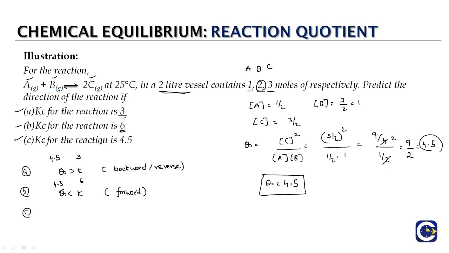The third case is where Kc is given to be 4.5, which is a case where we exactly have Q equal to K, both are 4.5. Then the system is already at the equilibrium stage. So from here the reaction will neither proceed in the forward direction nor in the backward direction. So this is about the importance or significance of the reaction quotient in the study of chemical equilibrium.